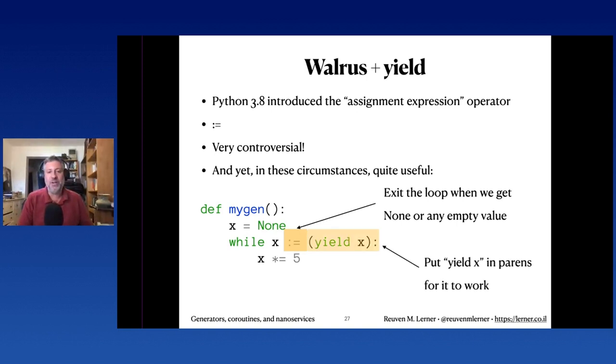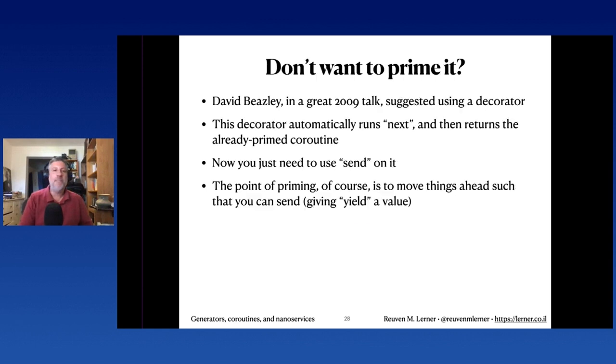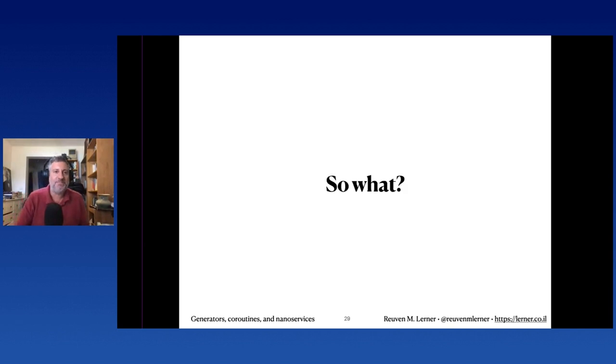And this yield here, you have to put it in parentheses in order for it to work, but it works just fine. By the way, David Beazley gave a great talk more than 10 years ago about generators and so forth, and he suggested that if you don't want to prime a generator, or I should say a coroutine, you can use a decorator that'll automatically run next, and then it moves ahead.